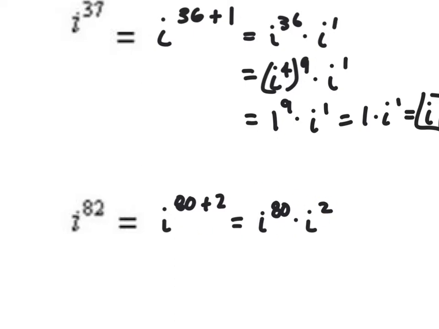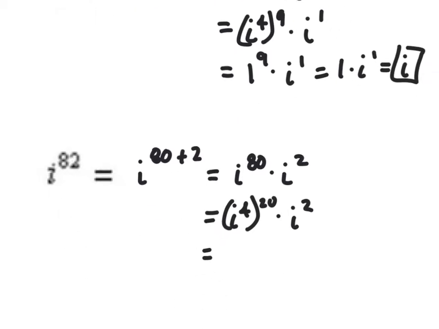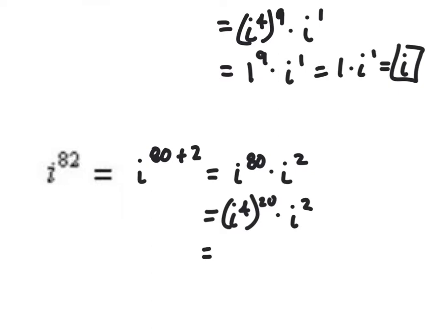So i to the 80th, let's rewrite that as i to the fourth raised to the 20th power, okay? Now, when I raise a power to a power, I multiply. So 4 times 20 is going to give me 80. Okay, and then times i squared. So then I'm going to do i to the fourth, which I know is just 1. So 1 to the 20th power, all right, times i squared.